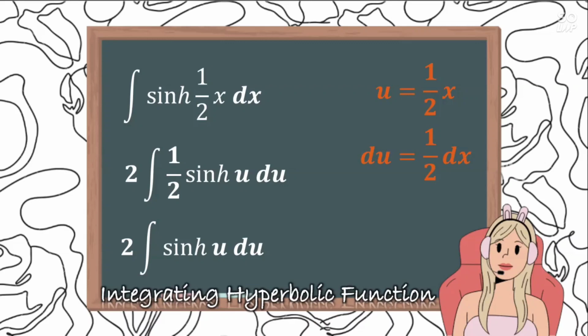Now we can integrate this function. If we integrate this function, we get 2 hyperbolic cosine of 1/2 x plus c. Again, we just let 1/2 x replace u, because originally our variable is in terms of x. So that is our answer.